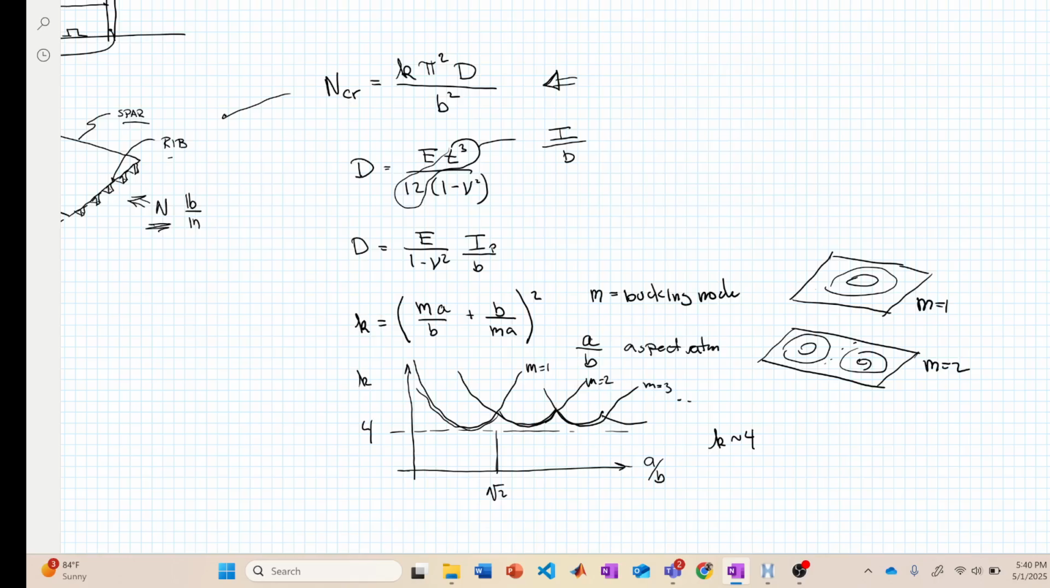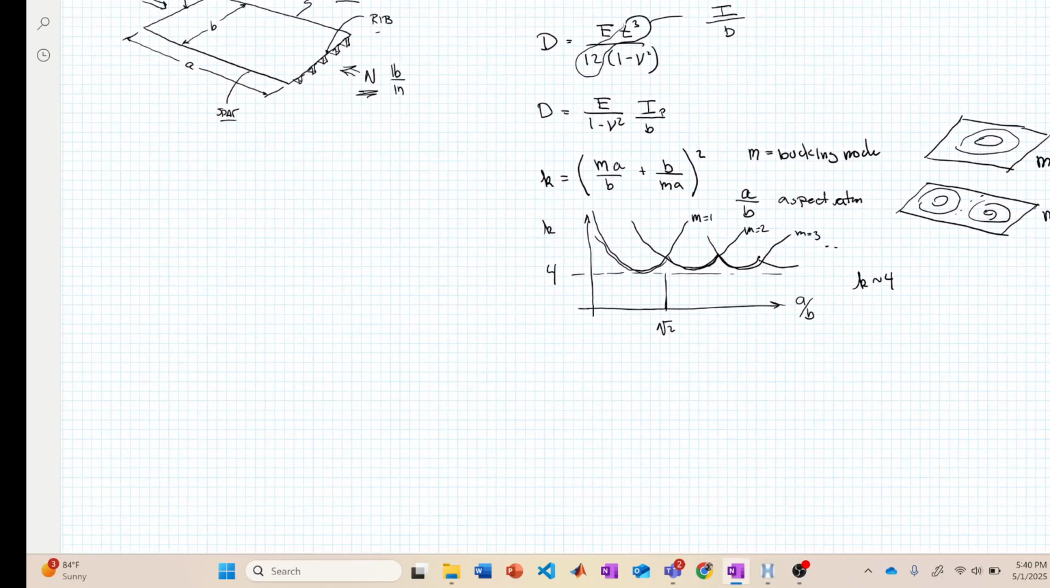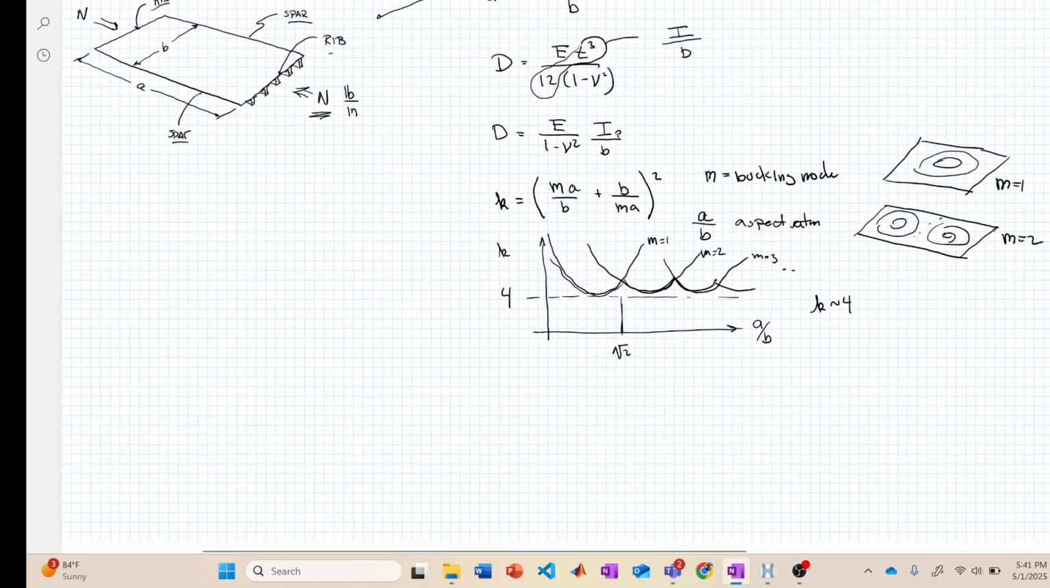K, like I said, is always going to be close to 4. And then the other big thing is B. So B and D, right? And so B, again, is that spar spacing. So actually the rib spacing, A, doesn't have that much effect. It's mostly due to the spar spacing. Okay? All right. So that's how we compute the critical buckling load.